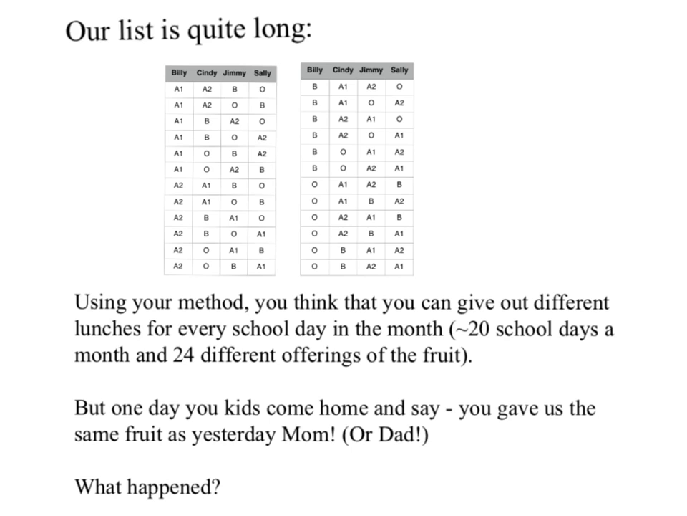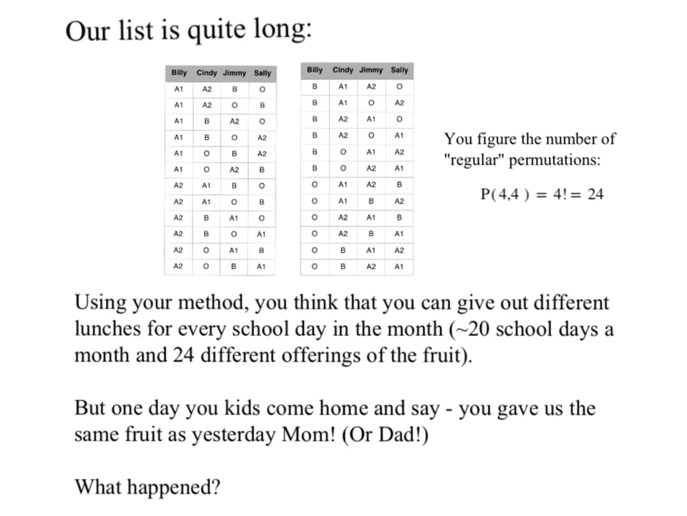Well, our list is kind of long. We have 4 objects, so based on what we know about permutations thus far, there's going to be 4 factorial or 24 different ways to change the order. But using this method, we assumed that because there are approximately 20 school days a month, and there are 24 different offerings, we can give out fruit to our children for a whole month before having to repeat and give the same pattern over again.